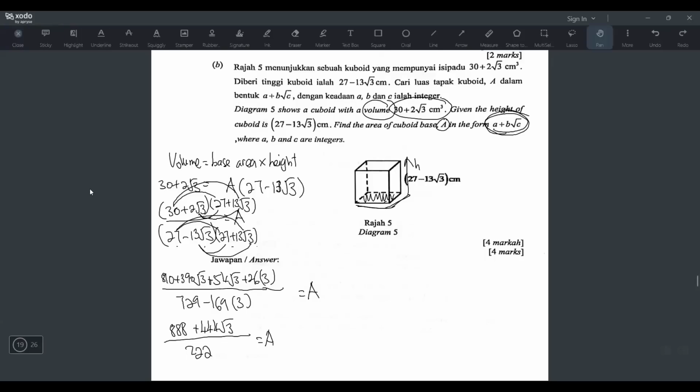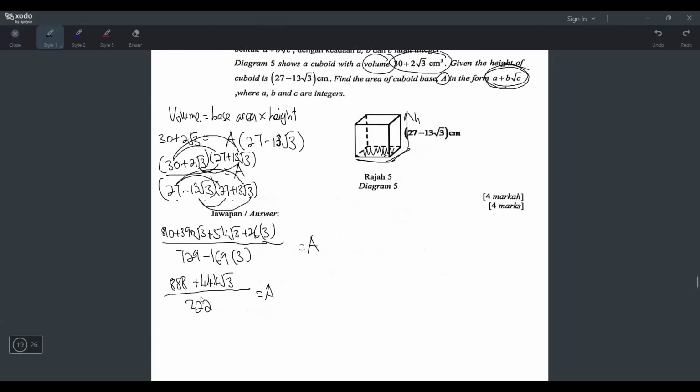Okay, I think I have to split this fraction because they want my answer to be A plus B square root C. You can see that in the form here, there is no fraction. So how to make sure this one has no fraction? You will separate the term like this. All right, you can split the fraction. Okay, because this is like one single fraction, but I want it to be separate.